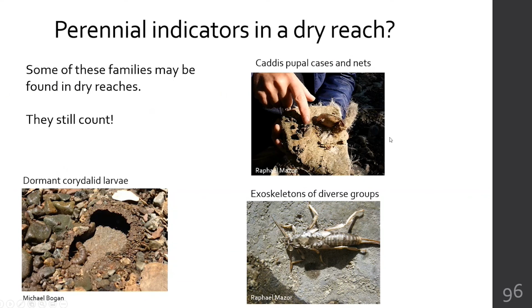You can find perennial indicators in a dry reach. I've given you an example already of this helgramite in the Corydalidae family. Some of them can live in these chambers throughout a dry period in certain streams. So they're not going to be absent from intermittent reaches. You might find hydropsychid nets like you have right here in a dry reach. You might find exoskeletons as well. So if you find them, you should count them as perennial indicators.